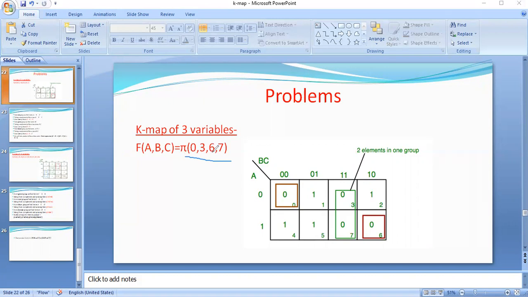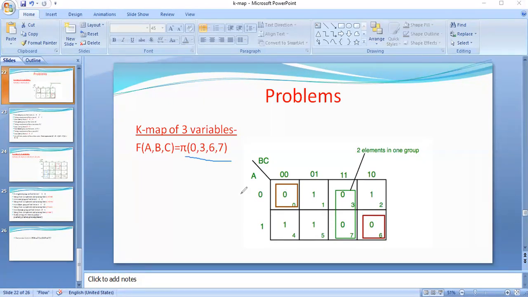These max terms are represented in the K-map as 0. In 0's place we have to place 0, in 3 we have to place 0, in 6 we have to place 0, in 7 we have to place 0. These cells are called max terms.